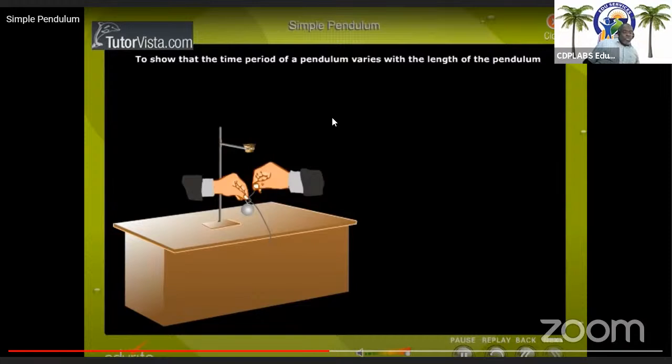Good. All right. So when you're doing the pendulum, your first hypothesis could be, if the length of the pendulum increases, then the time period of the pendulum will decrease. All right. So let's see what he has. Let's continue. Listen to him now.